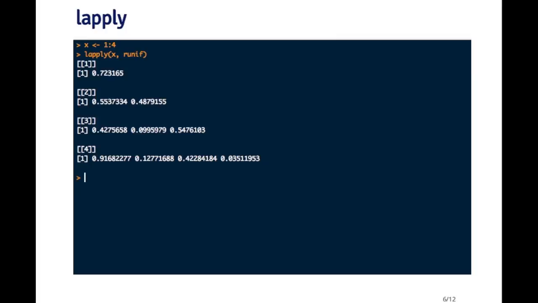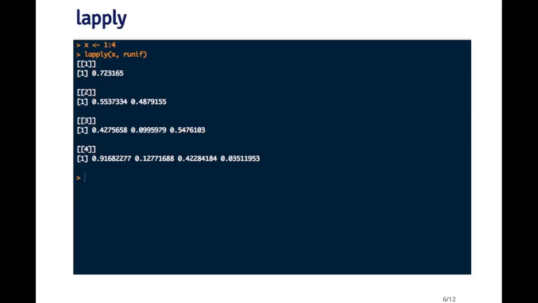So here's another way to call lapply. Here I'm creating a sequence x from 1 to 4, and I'm calling runif, which generates uniform random variables using a random number generator. Now, the first argument to runif is the number of uniform random variables that you want to generate. So if I say runif(1), it's going to generate a single random variable. If I say runif(2), it's going to generate a vector of 2 random variables. So here I'm applying the runif function to the sequence 1, 2, 3, 4.